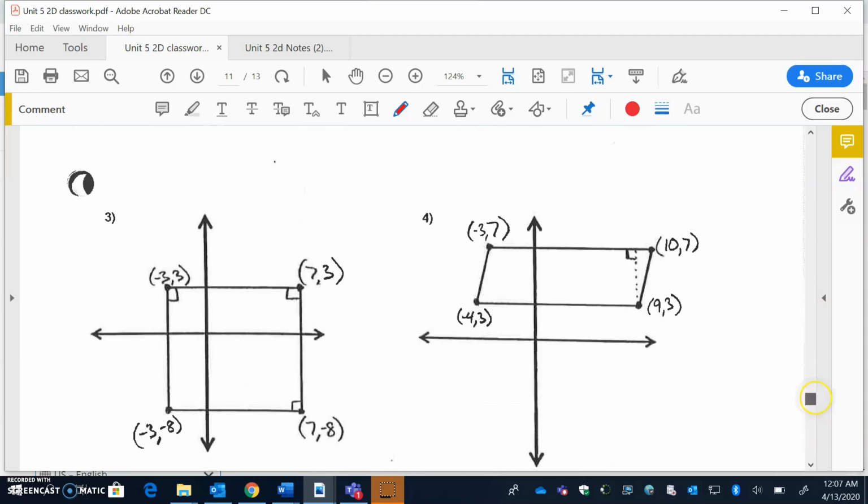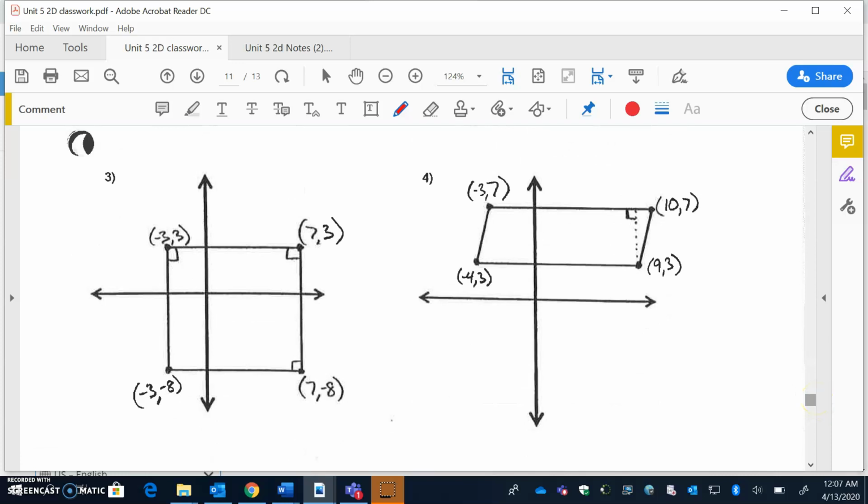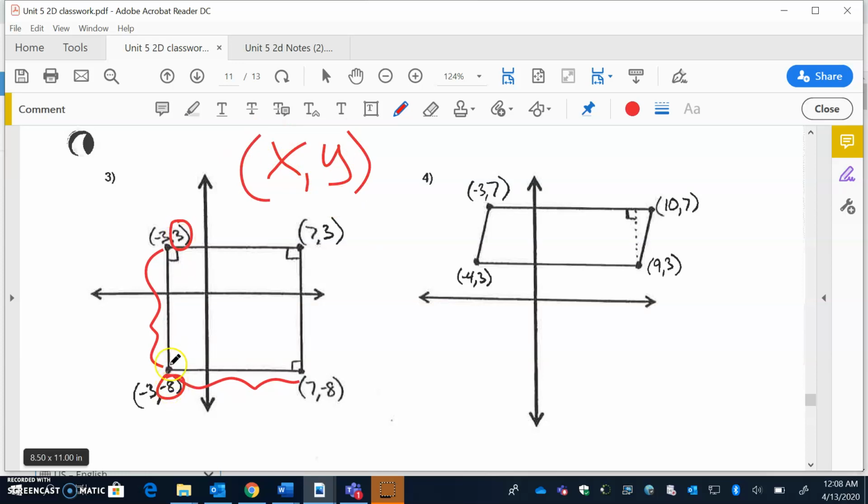All right, let's check out number 3. Okay, so number 3 here, rectangle. So I'm going to figure out how tall it is. I'm going to figure out how wide it is. So because I'm going up and down, that is my y-axis. So I'm going to use my y coordinates. We do want to keep in mind the x coordinate is always first and the y coordinate is always second. So grand total here, it is a total distance of 11.